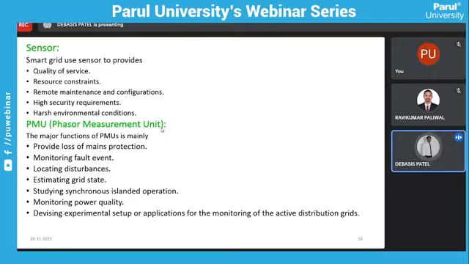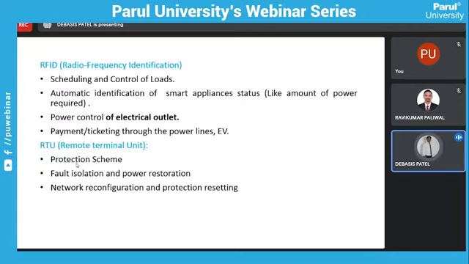And also, if you detect the continuous waveform of voltage and current, then you can provide loss of main protection, monitoring of fault events. You can sense the fault event, locate disturbances, estimate grid states, right? Study synchronous isolating operations, monitor power quality. All these things are possible through PMUs, as you sense the phase angles and magnitudes of voltage and current, right?